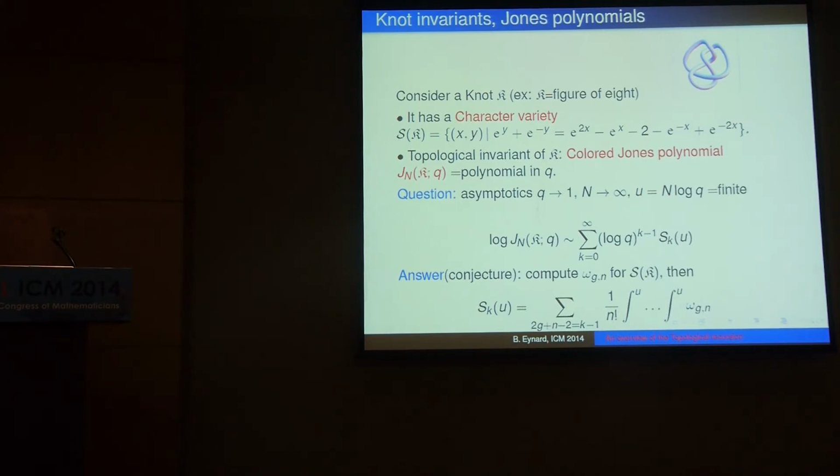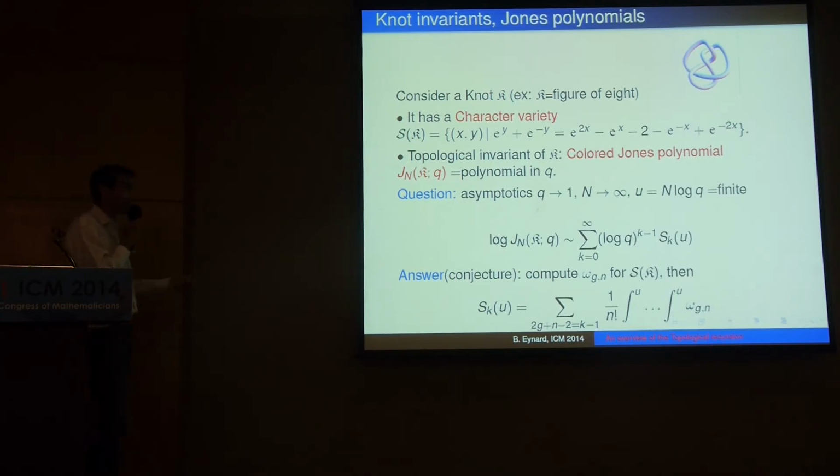Then you want to compute the asymptotic expansion in the following form. Take the log of a Jones polynomial, expand it into powers of log q in that way, and the coefficients are named S_k of u. And so the question is, how can you compute the coefficients S_k of u? First, it's not easy at all to prove that every Jones polynomial for every knot has such an expansion. It's not proved in general. And the second thing is that even just computing the leading term is a conjecture. It's the famous volume conjecture.